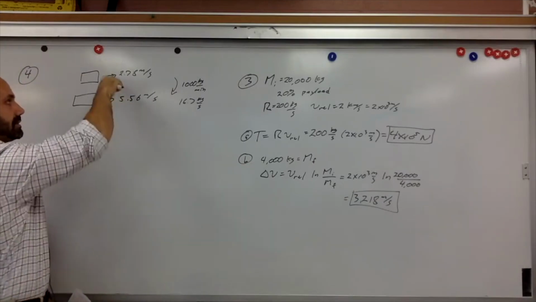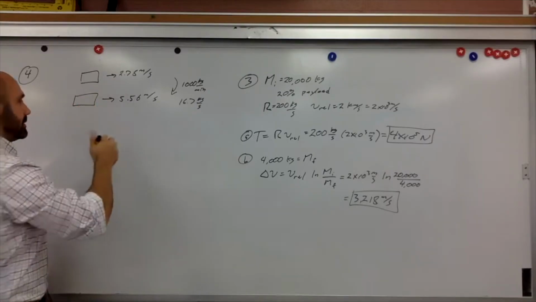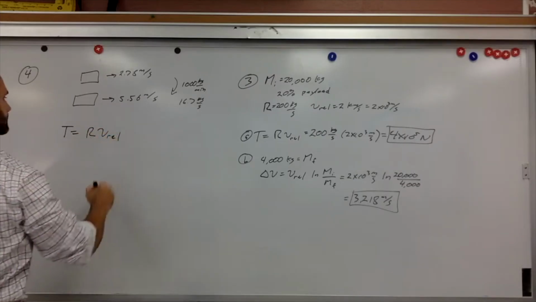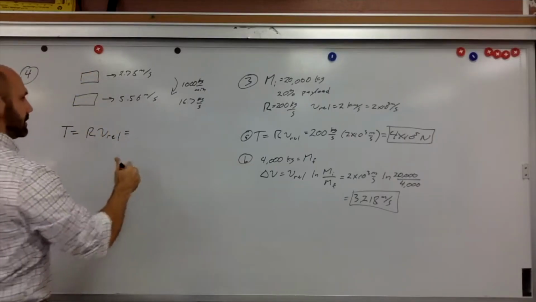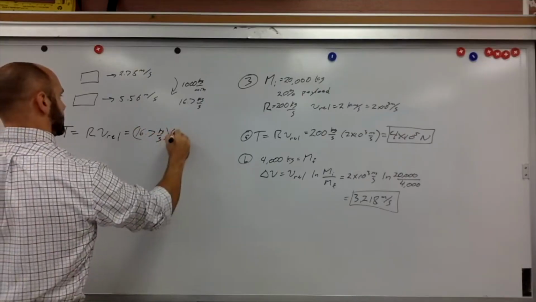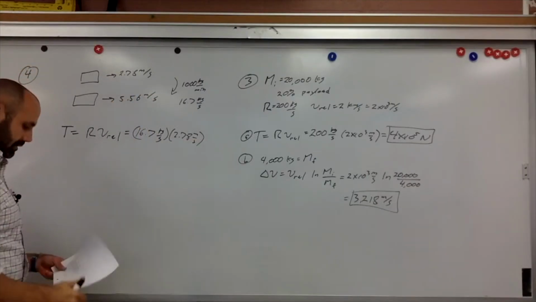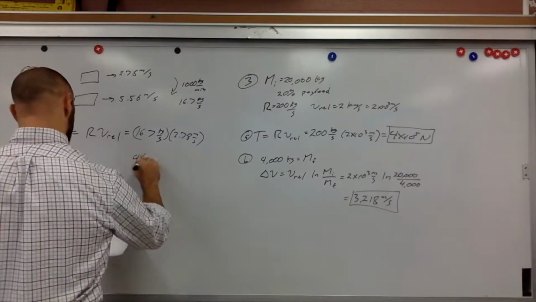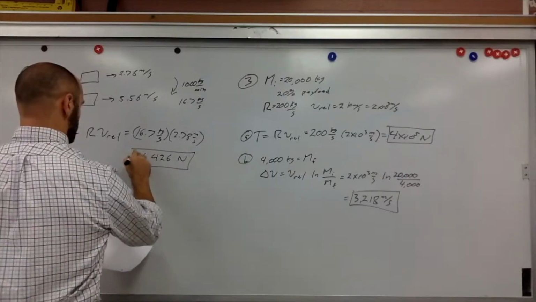So how much thrust is this adding to this? How much thrust does this have to then counteract? And so really all we're doing here is T equals R times V rel. How much thrust is being created by this coal that's being shoveled on? So it's 16.7 kilograms per second times 2.78 meters per second, right? Because that's the difference between those two. And you get about 46.426 newtons, right?